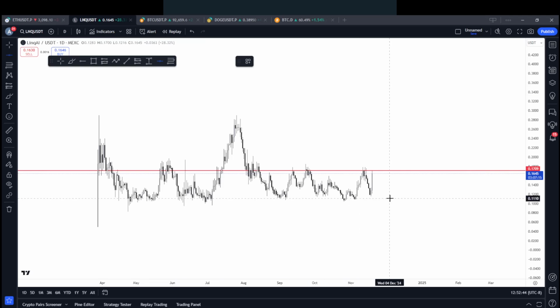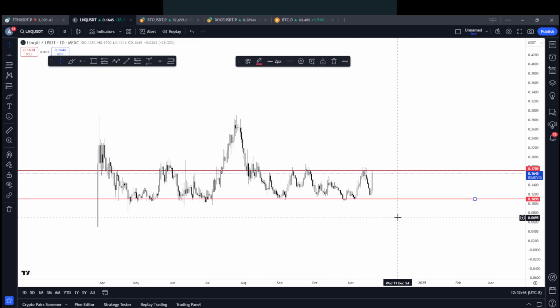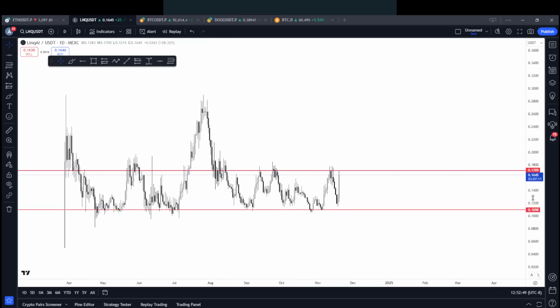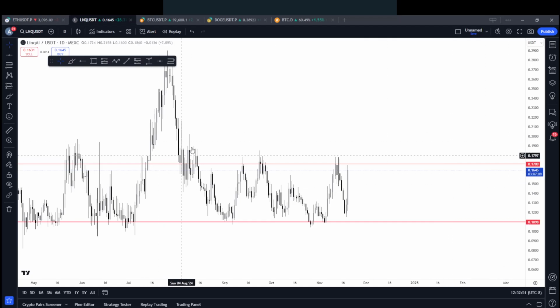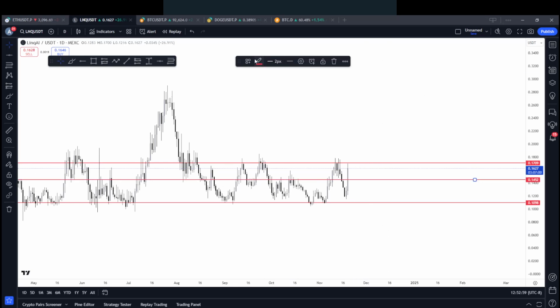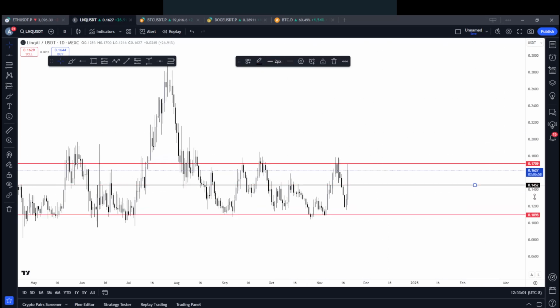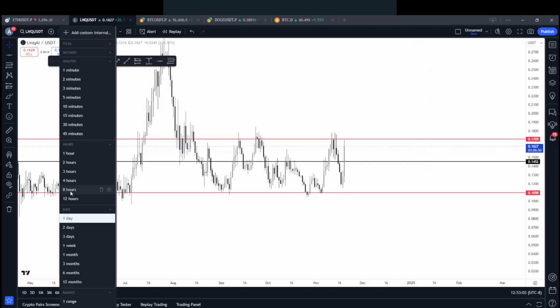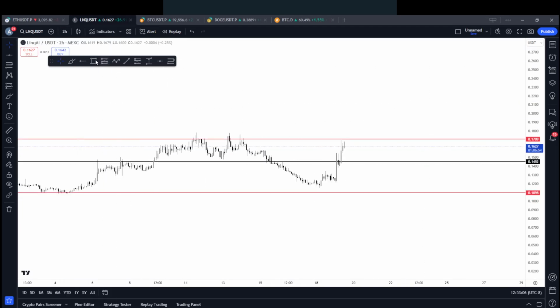Okay, it touched resistance. Simple range play. Now remember, I don't like these wicks. Looks very, very liquid, plus it's on XC. So definitely liquid. This is your setup. Yep. Entry at the demand zone.